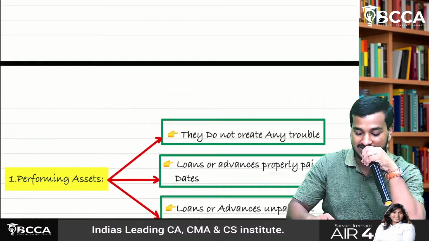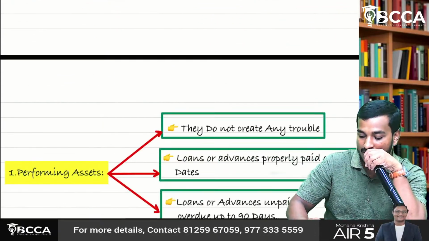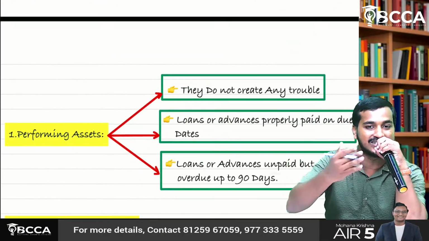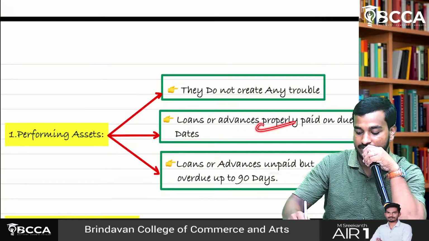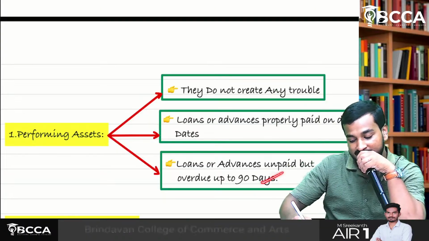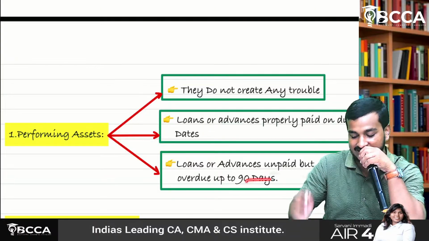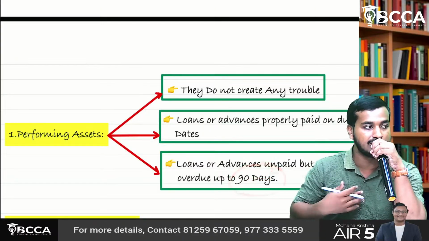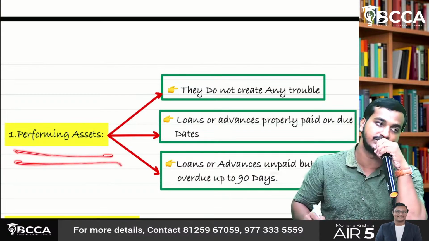The best example is here only. We have given loans to all three people. Now we have to classify them based upon their payment criteria. If they are paying on time, or if there is no trouble in their payment, or even if they are unpaid up to 90 days, they are good only. We have to give at least some time. That time is 90 days, given by the RBI, not by me. So they are called performing assets.